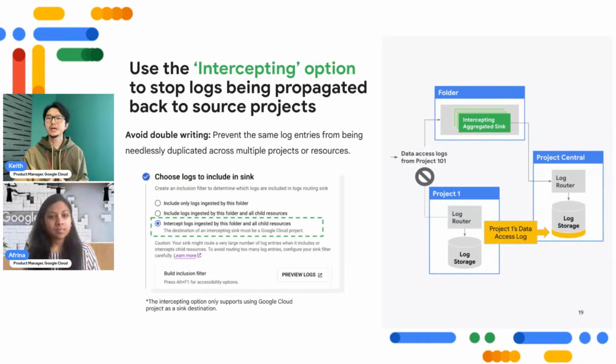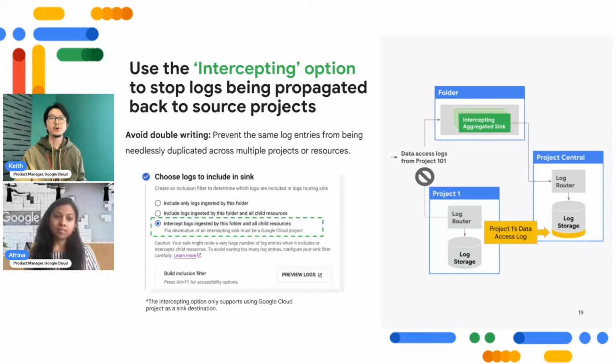Now in this new diagram, you can see that with this intercepting option, it will stop the selected logs from being propagated back to the source project. So even if a sink was created in project one to select the data access logs, nothing will be routed to its log storage because those logs were not sent back to the source project in the first place. This intercepting option is ideal for high-volume logs like data access logs or VPC flow logs because storing those logs twice is very costly, and there's usually not much value in storing those logs separately anyway.